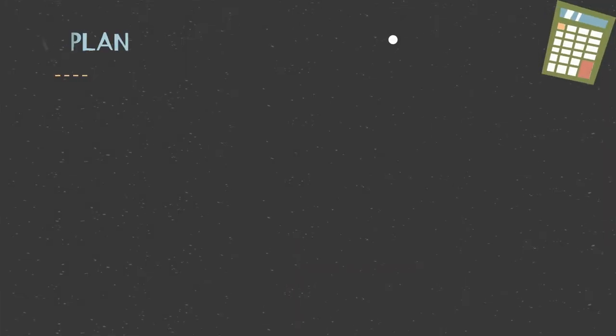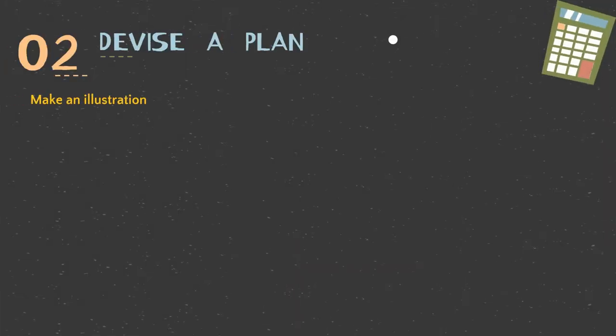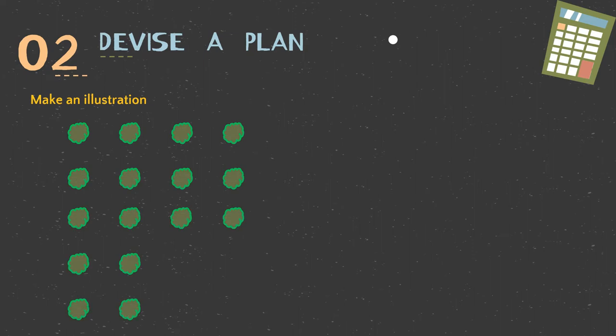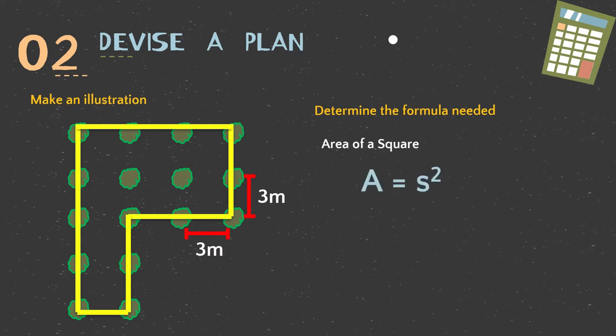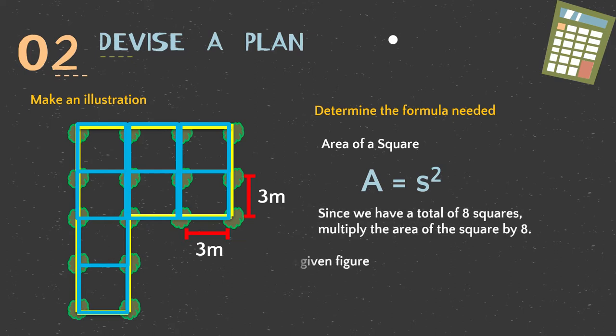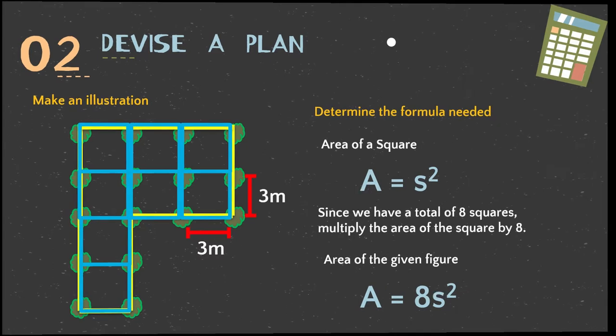Next is to devise a plan by making an illustration. Let us determine the formula needed to be able to find the total land area, which is formed by a square. So the formula in finding the area of a square is side times side. Since we have a total of 8 square lots, multiply the area of the square by 8. So to find the total area of the given figure, let us use the formula 8 times s squared, wherein s is the side of the square.